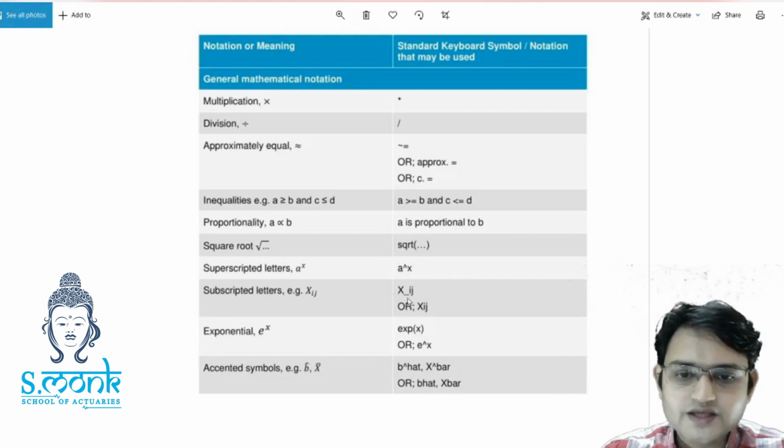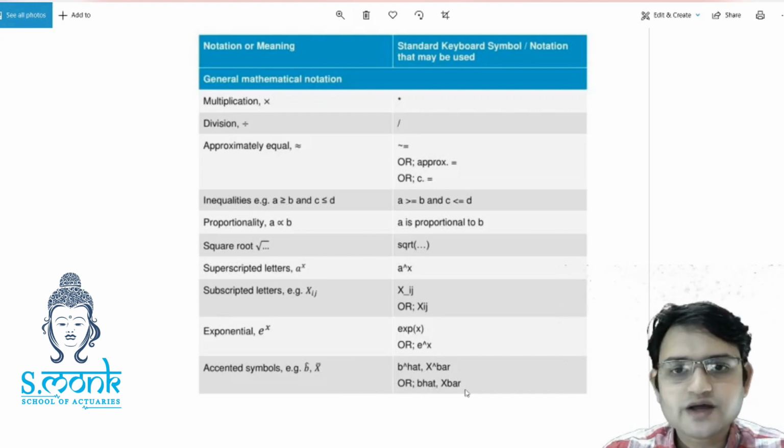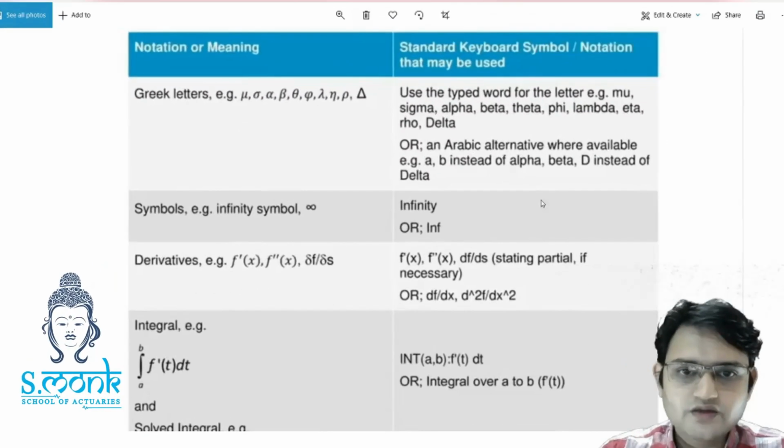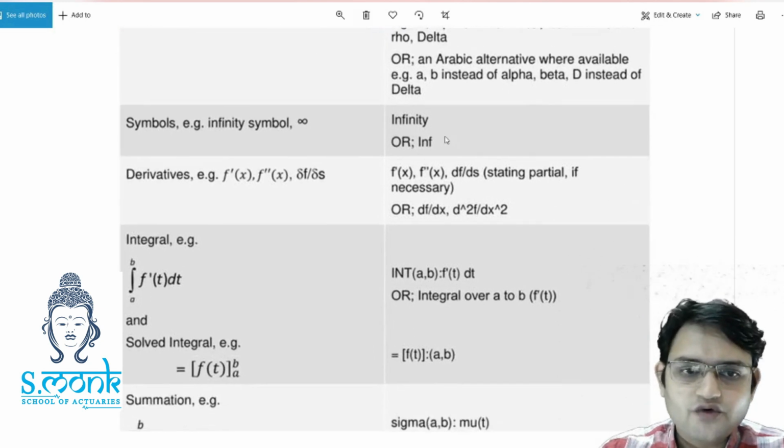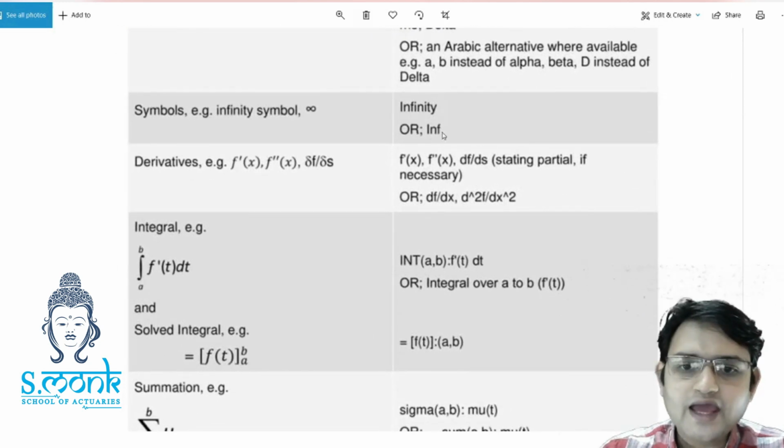Superscript, you can directly write a raised to x, or I'll show you another method later on. Subscript, x underscore, or directly xij. Exponential, exp, we have seen that before. Then for accent, where we have bar or hat, we can directly write b hat, x bar. Then for our Greek letters, we'll directly use the word. I'll show you later on. For infinity, we write inf.